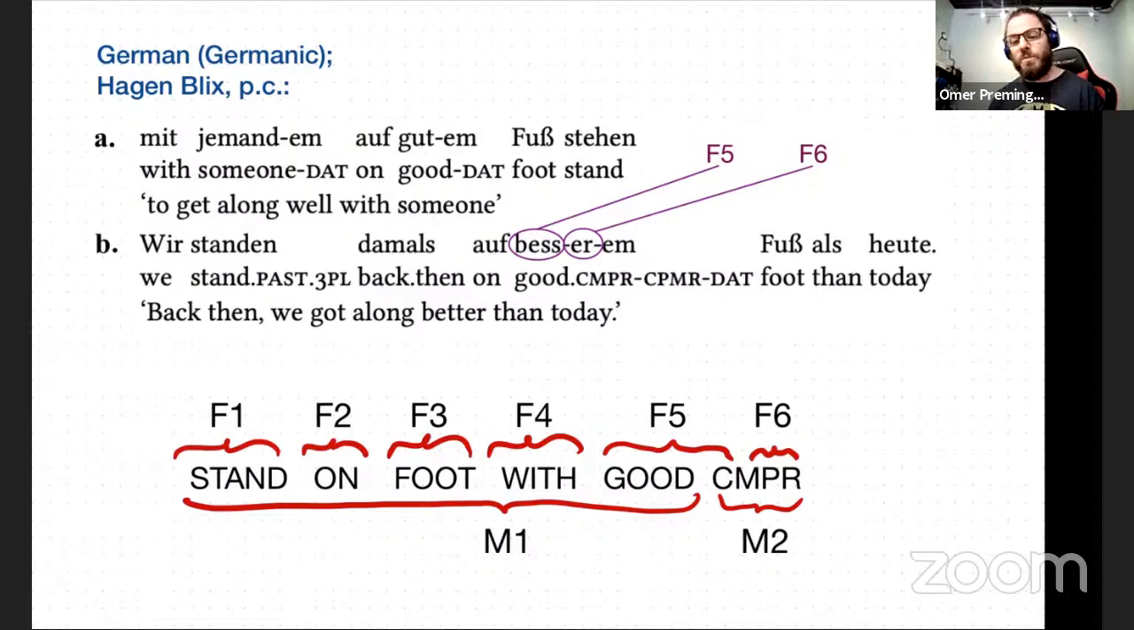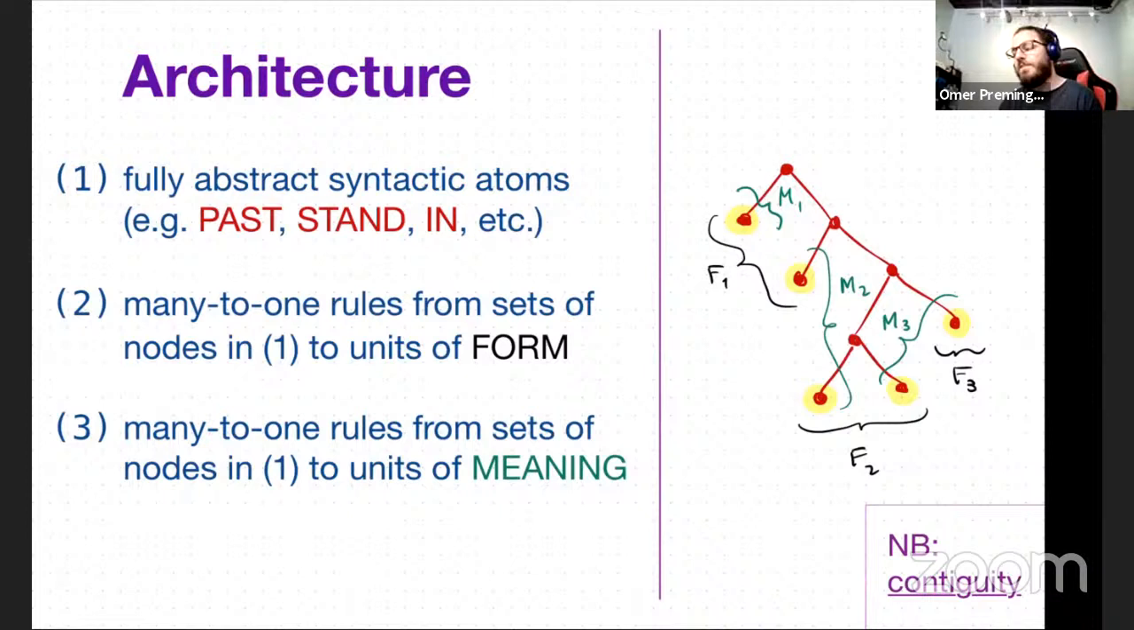And so a positive proposal would say, and this is borrowing heavily from the three lists model of distributed morphology, but as you will see, it's different in some crucial ways. The listed knowledge of a speaker of a given language consists in at least three things. There's a set of fully abstract syntactic atoms. We can write them in all caps as long as we remember that this is not a form and this is not a meaning. Okay. There are then many to one rules. As I threatened, here's this drawing again.